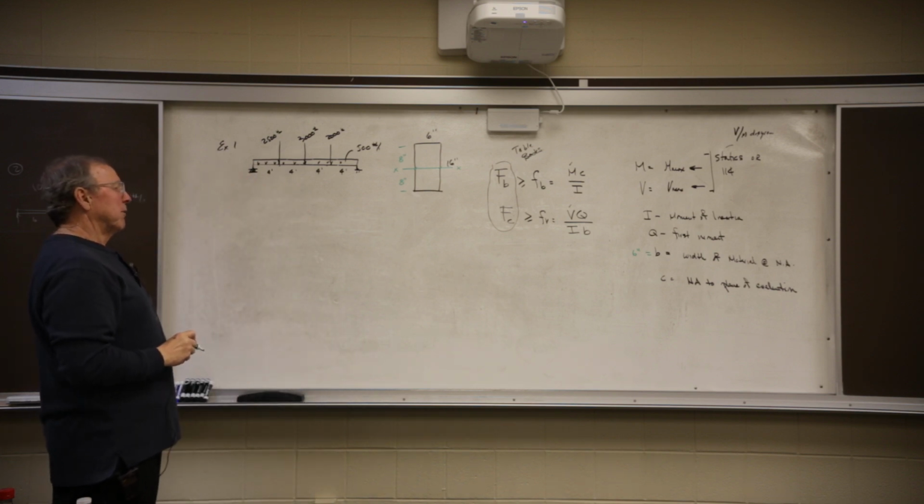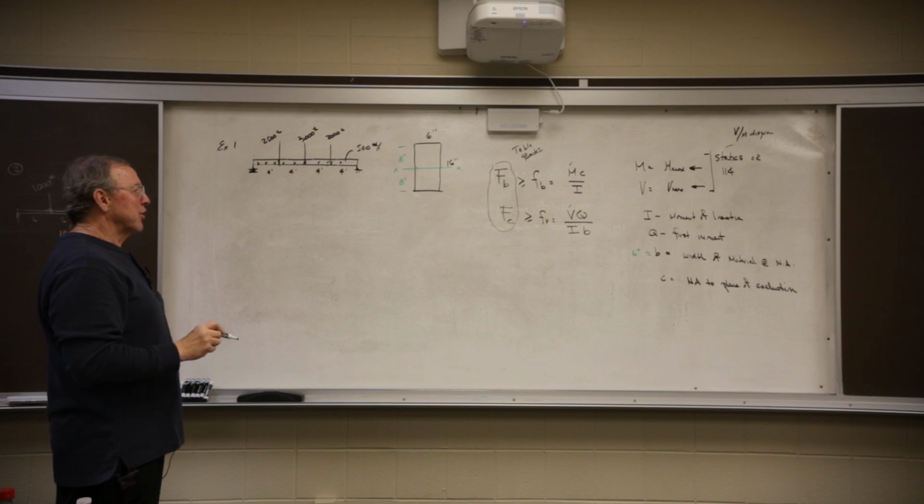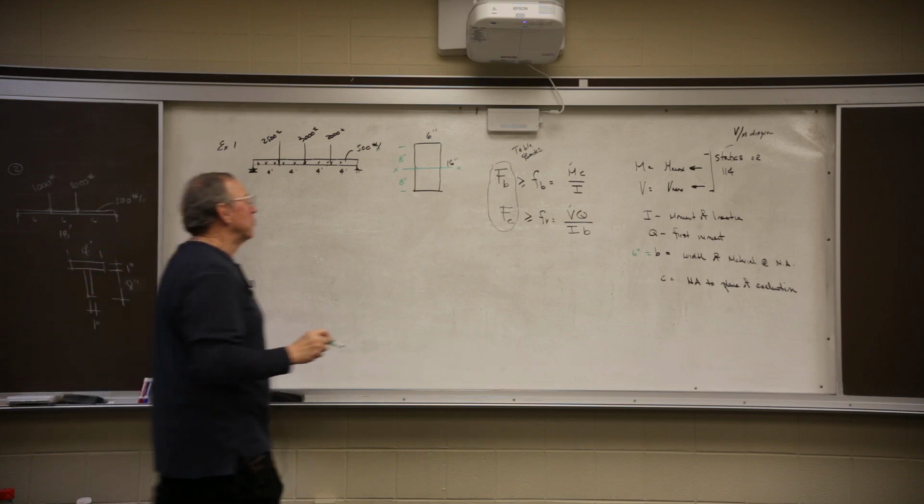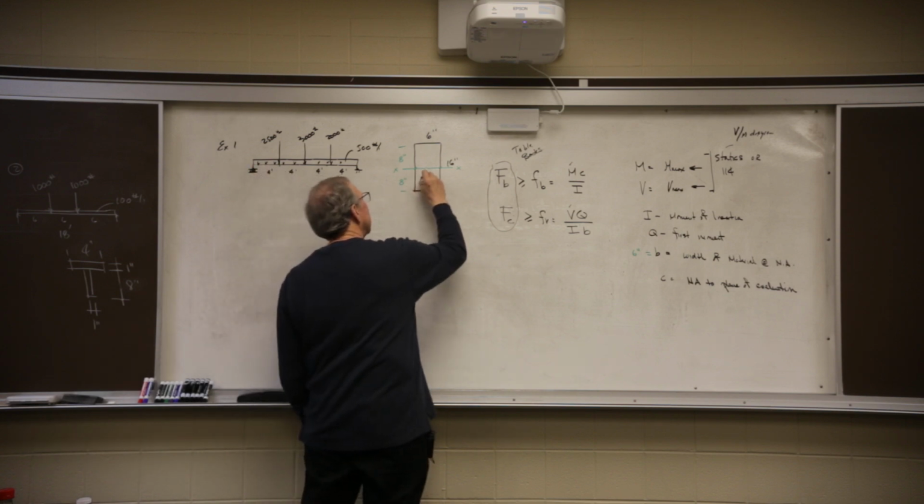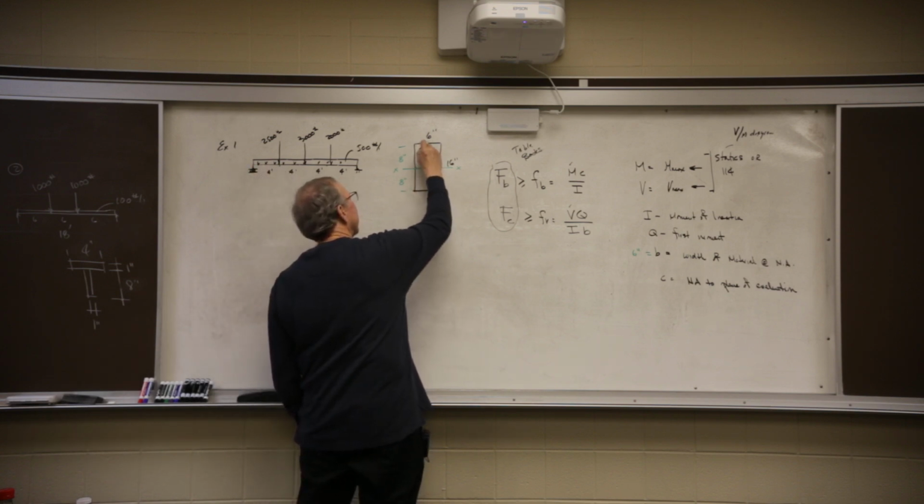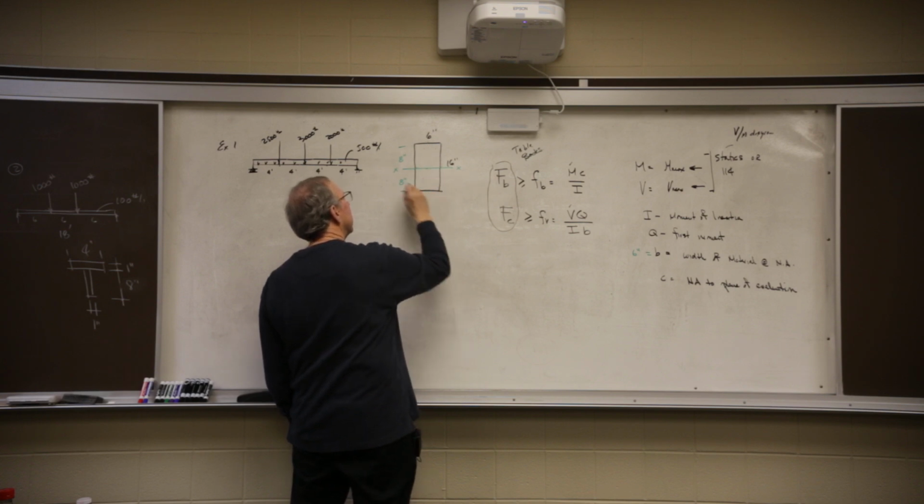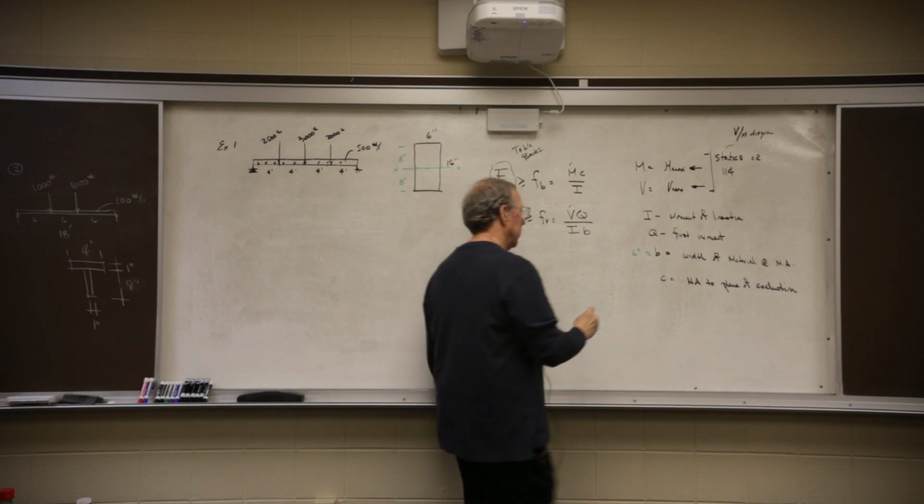Okay, there's one of them. C is the distance from the neutral axis out to the plane. The worst distance is C, from the neutral axis to the outside edge. So if I go from here to here, it's the same as from here to here. That's 8 inches.